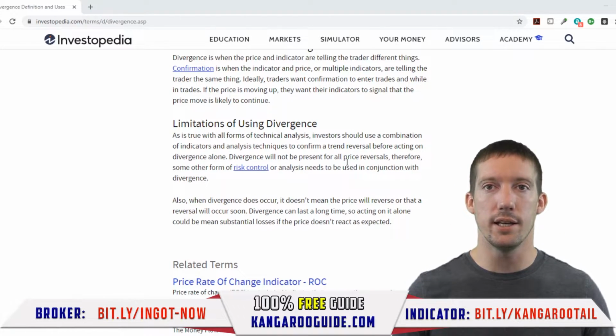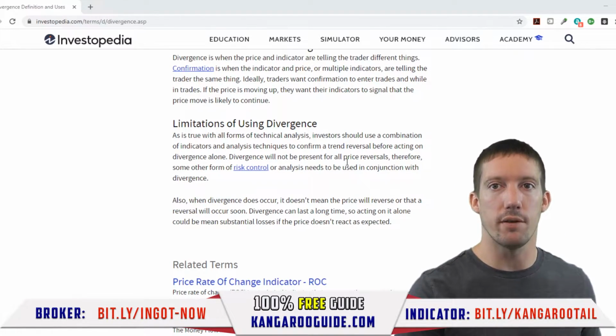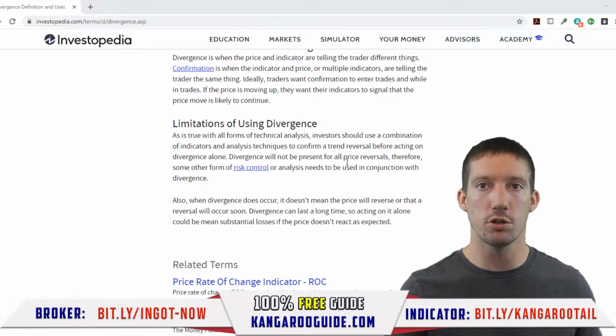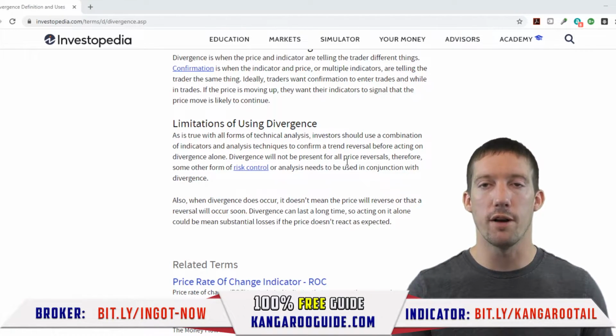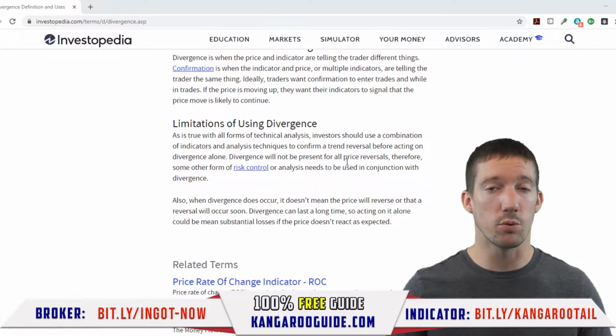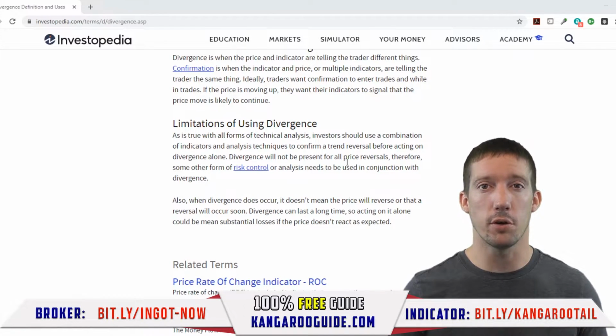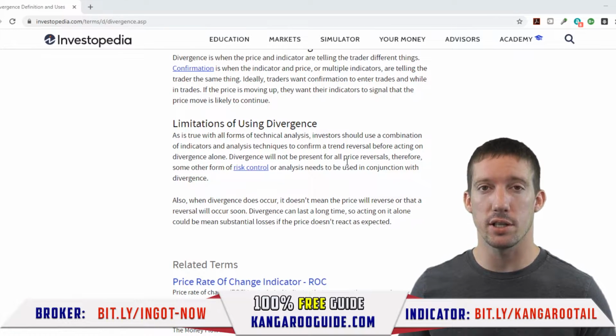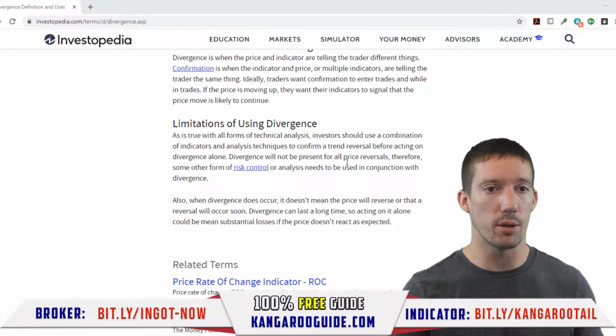What that's saying is you don't want to just rely on divergence when you're entering trades. You want to have multiple indicators or multiple confirmations before you enter a trade. I've found that this works really well with Kangaroo Tails. If you can get a Kangaroo Tail and then divergence at the same time, you can get some really big moves.